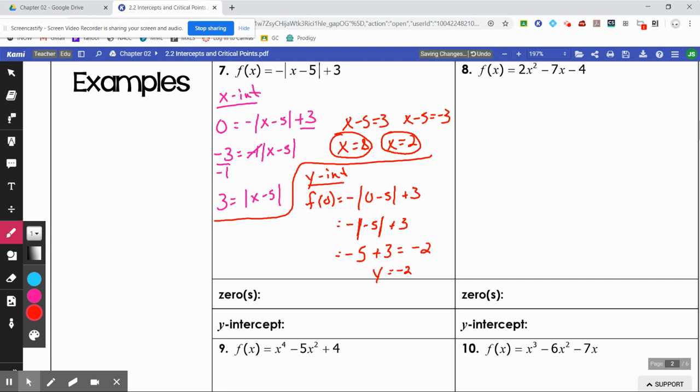So your zeros are located at (8, 0) and (2, 0). Notice the y's are 0, and your y-intercept is located at (0, negative 2).